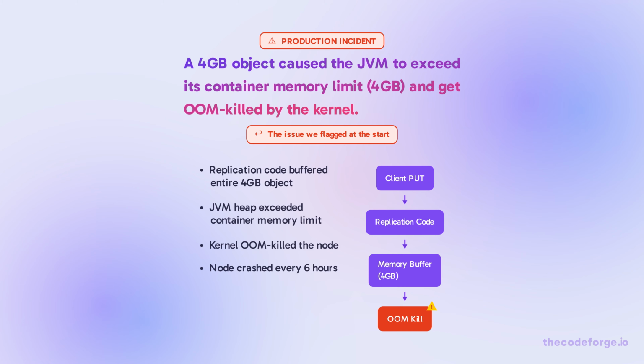The replication code was loading entire objects into memory before sending them to peers. A 4 GB object caused the JVM to exceed its container memory limit and get OOM-killed by the kernel. The node crashed every 6 hours.